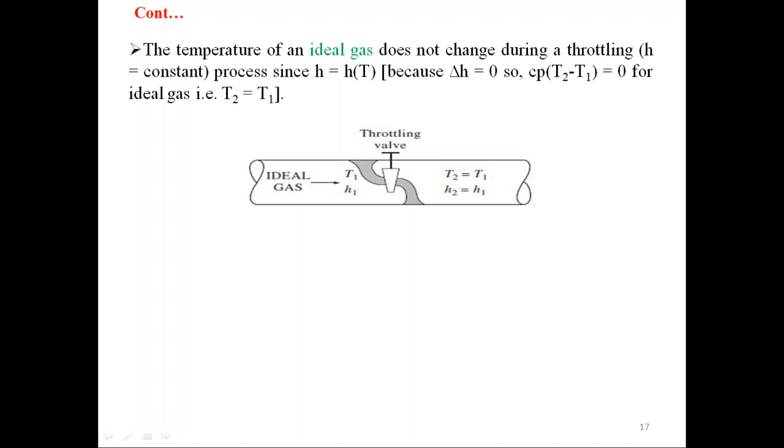The temperature of an ideal gas does not change during a throttling process, because we know that h is a function of temperature, and in this case the change in enthalpy is 0. That means we can replace this change in enthalpy with Cp (T2 minus T1), only for an ideal gas, equal to 0. That means T2 will be equal to T1. This is valid only for an ideal gas. So in a throttling process, the temperature at entry equals the temperature at exit only for an ideal gas.